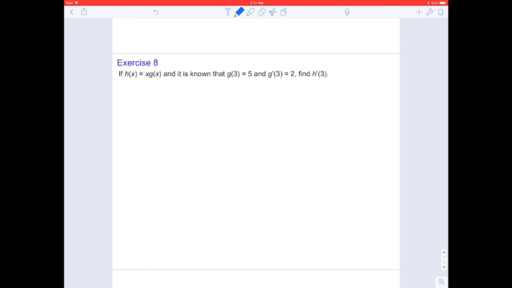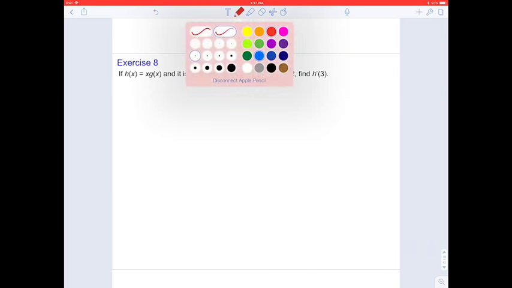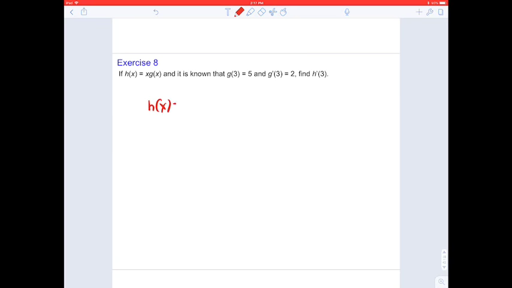Exercise number 8. If h of x is defined as x times g of x, and it is known that g at 3 is 5, g prime at 3 is 2, find h prime at 3. Okay, function h of x is defined as x times g of x. In order to find the derivative, I will use the product rule. Derivative of x is 1 times g of x plus x times derivative of g.